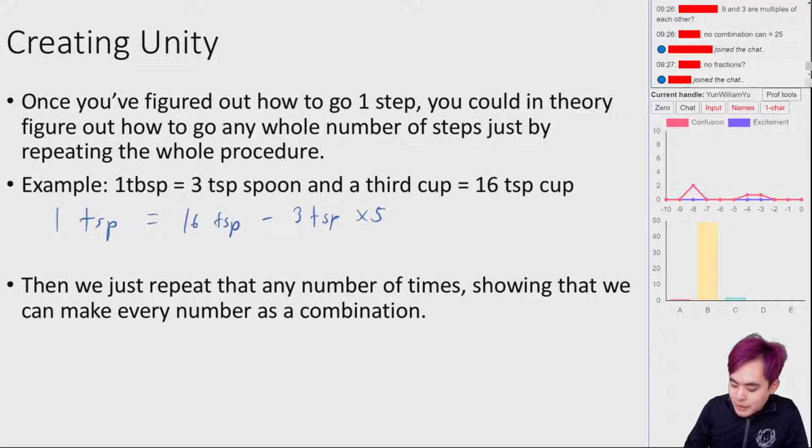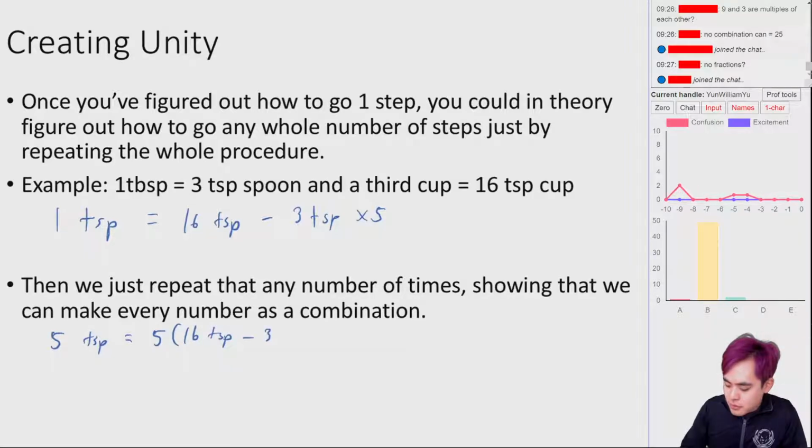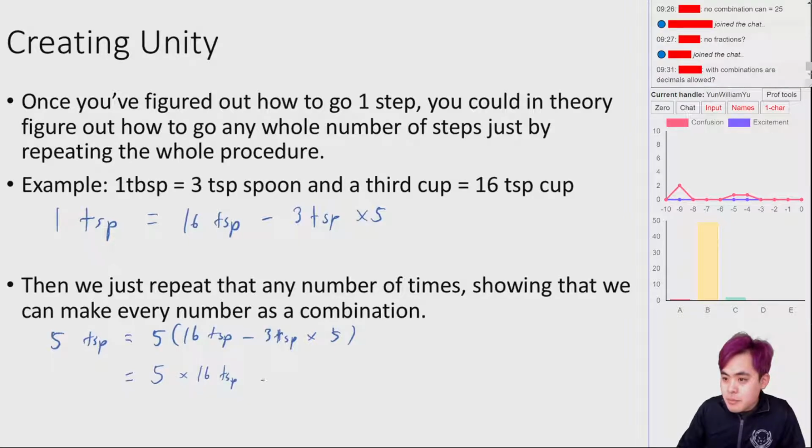So for example, if we wanted 5 teaspoons, that's just equal to 5 times the 16 teaspoons minus 3 teaspoons times 5. So that's equal to 5 times 16 teaspoons, which is 80 teaspoons. Oh, sorry, I should leave it as 5 times 16 teaspoons minus 3 teaspoons times 25. And this, of course, is 80 minus 75.